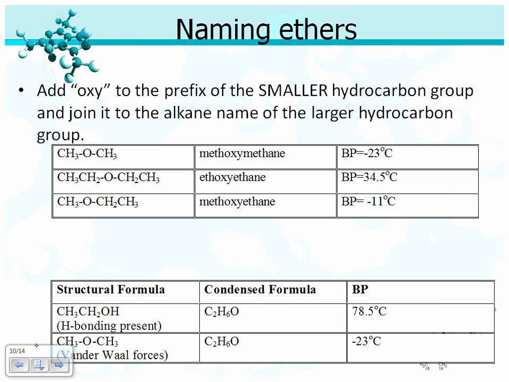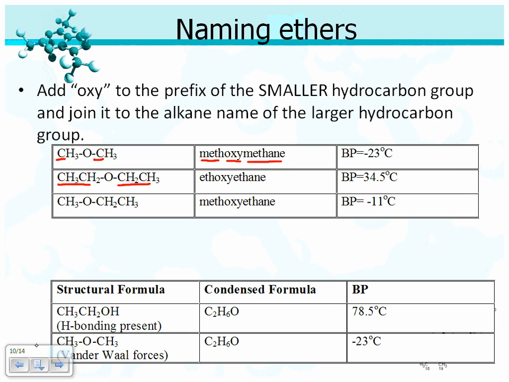So in this case, I've got one carbon here, one carbon here. So I've got methane sort of on either side of my oxygen. So I'm going to call that methoxymethane. In this case, they're both the same size, so I don't have to worry about the smaller and the larger hydrocarbon group. Same thing here. I've got an ethyl group here and an ethyl group here. So how do I name that? Ethoxyethane.